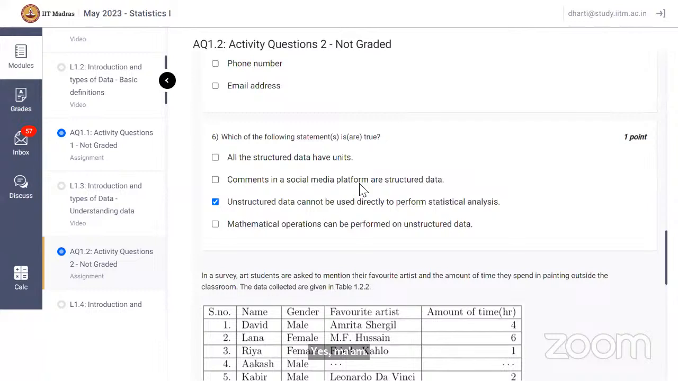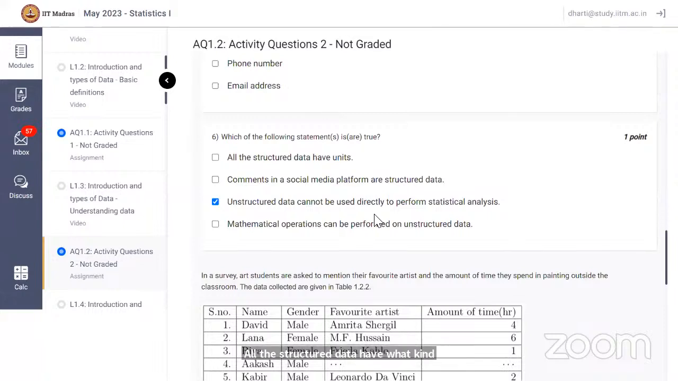So which of the following statements is or are true? All the structured data have units. Is it correct? No. Why is it not correct, ma'am? First, all the structured data have units. What kind of structured data do you know?